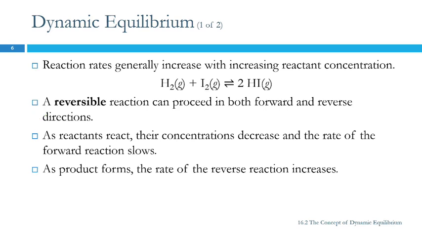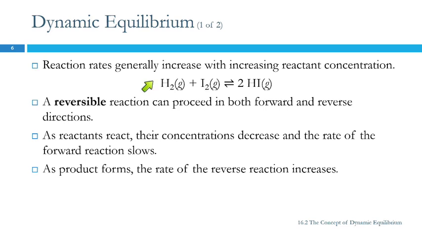Well, in a reversible reaction, it can go in both ways. So what if we increase the concentration of HI? That's going to increase the rate of the reverse reaction, right? And so the forward reaction and the reverse reaction are going to battle it out until they come to agreement, where forward and reverse are equal rates. And so we've got reaction happening, but overall, there's no change.